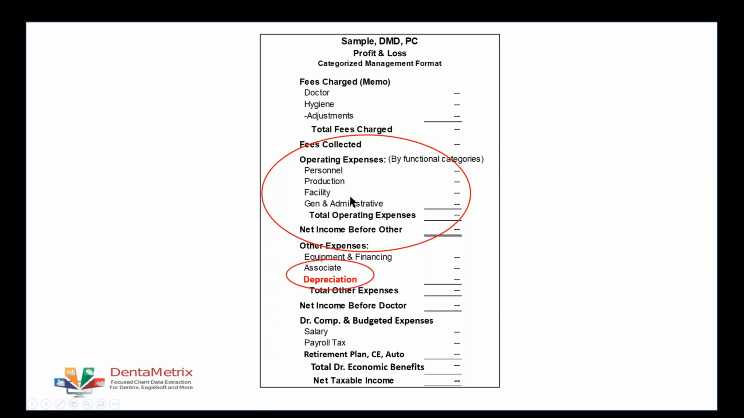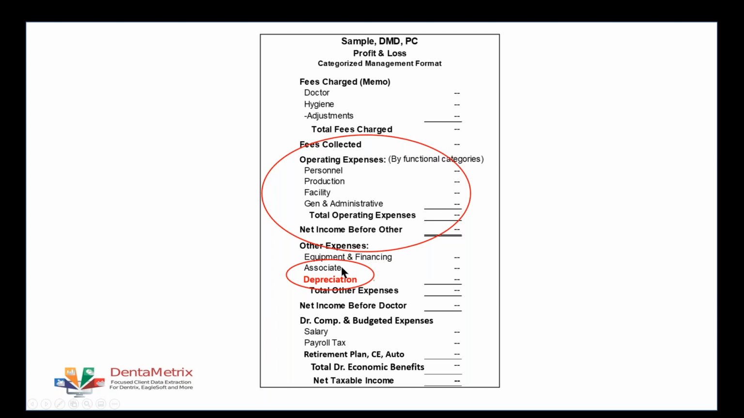But let's see what's in the other expenses. Here's where your equipment and financing is. You may have interest. The guy down the street doesn't. Here's where we stick an associate. Why in the world is an associate there? He gets a W-2, Rick. He's not an independent contractor. Why isn't the associate up there with the personnel?